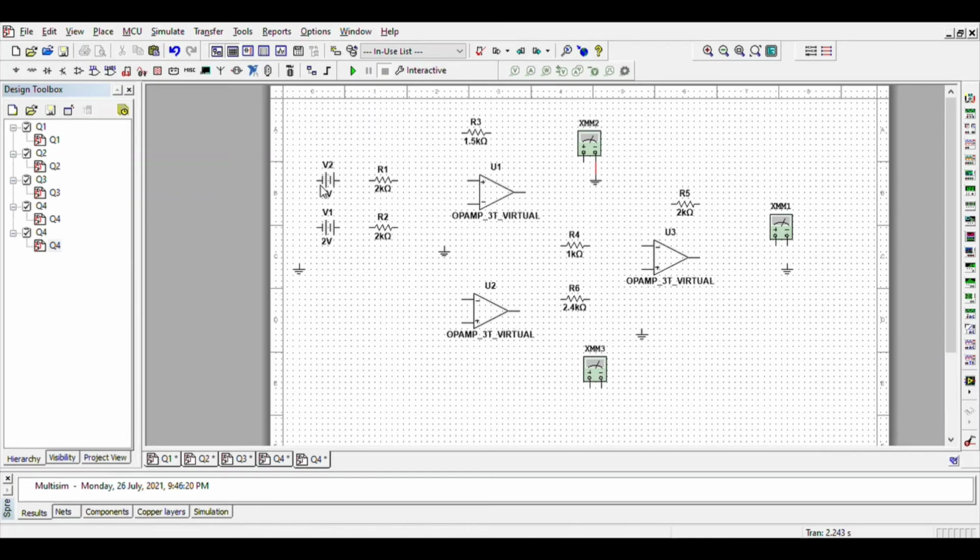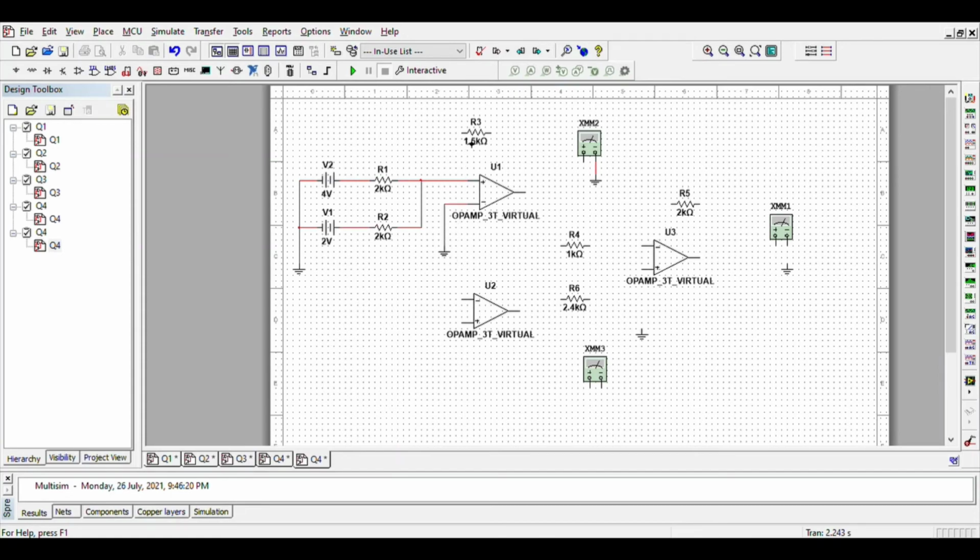Okay, for question 4, I already arranged the components and also changed the value of the components based on the question. I also added all the necessary components for question 4. Okay, so V2 is connected to the ground. V1 also connected to the ground. And then R1 will be connected to V2. R2 will be connected to V1. Then V plus of op-amp 1 will be connected to R1. R2 will also be connected to V plus of op-amp 1. Okay, then V minus will be connected to ground.